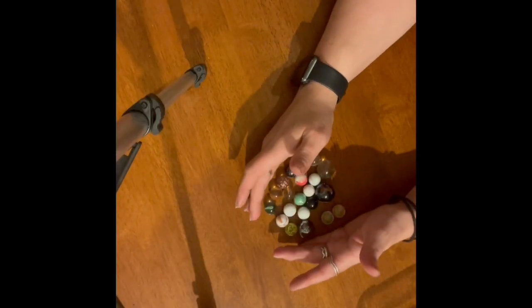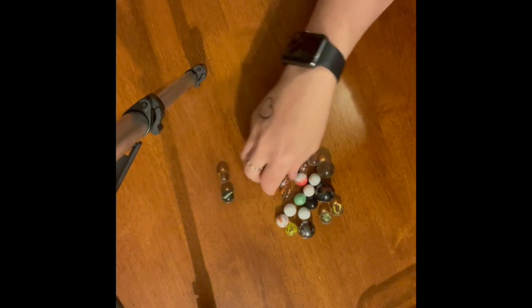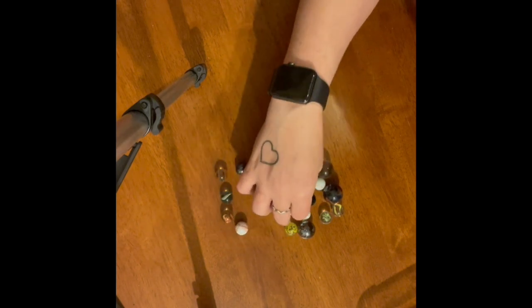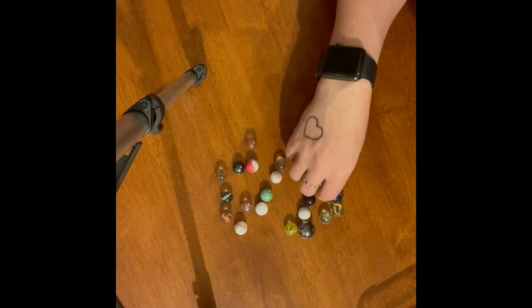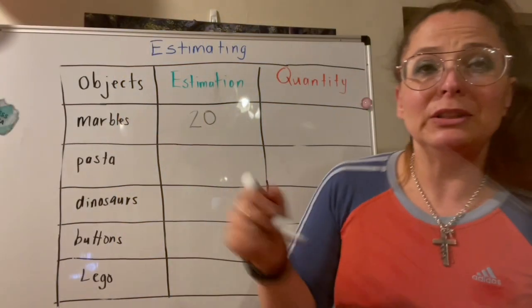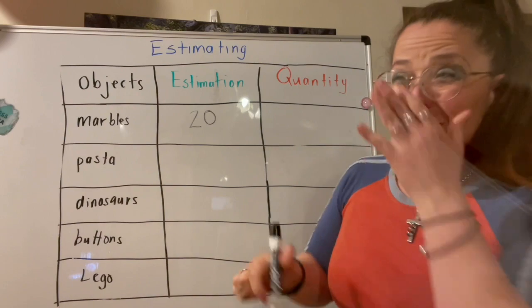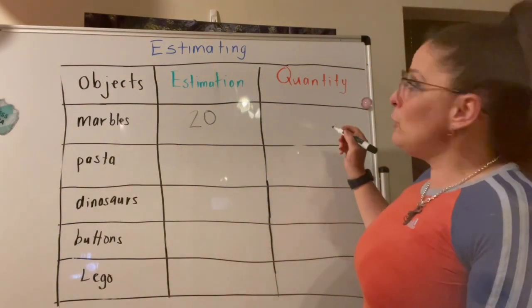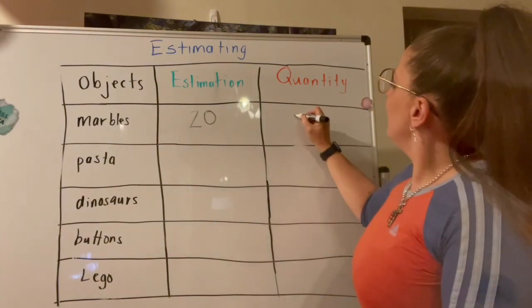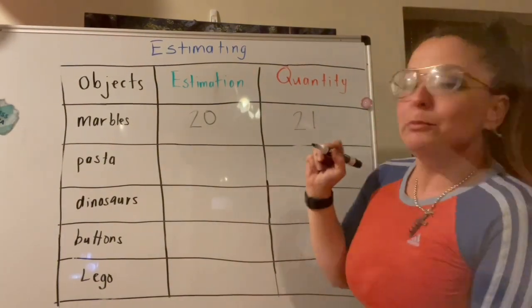And start counting. Ready? Because there are so many, I'm going to count by twos. 2, 4, 6, 8, 10, 12, 14, 16, 18, 20, 21. I was pretty close. I've counted my marbles now and I have found out that there are 21 marbles in my group of marbles. So let's write that in quantity. Quantity, marbles, 21.